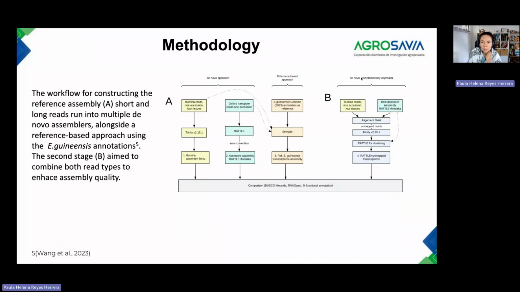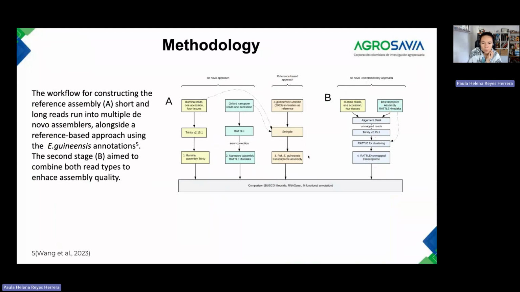And then, in parallel, a complementary de novo approach was proposed. This approach used Illumina short reads and the best nanopore assembly. We aligned the Illumina reads to the best nanopore assembly, and the unmapped reads were assembled using Trinity. Then we used RATTLE for clustering this unmapped reads assembly with the best nanopore assembly, and we obtained a fourth assembly that we named Rattle plus unmapped transcriptome.